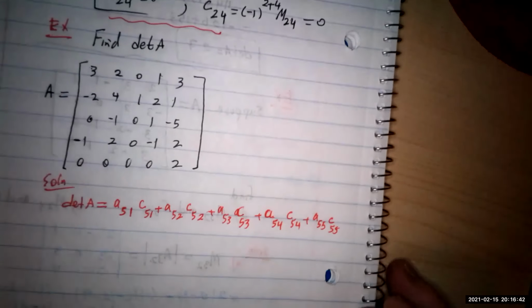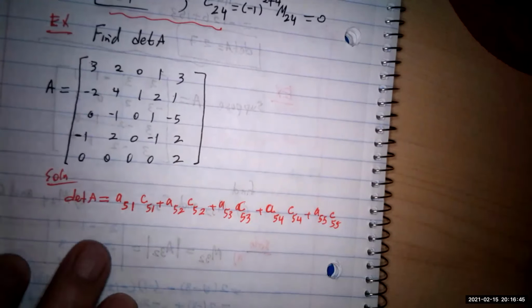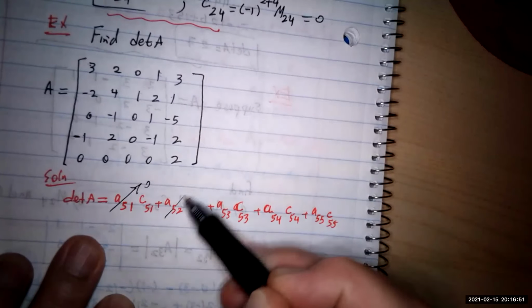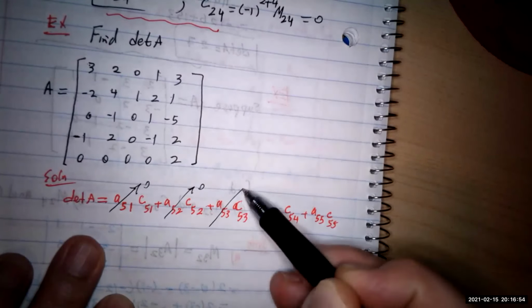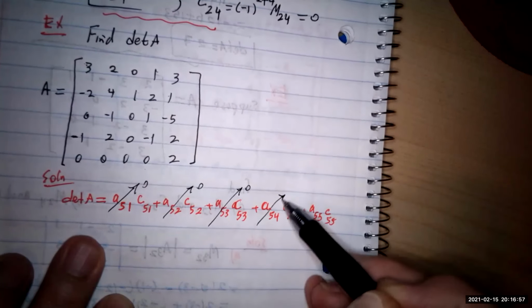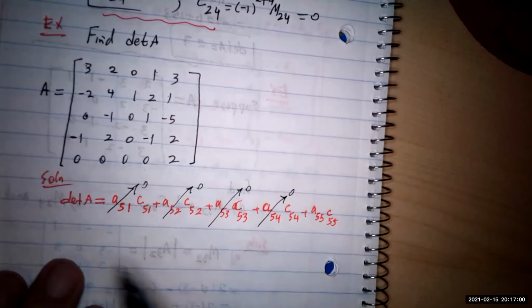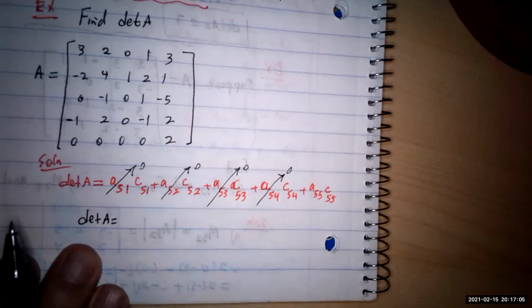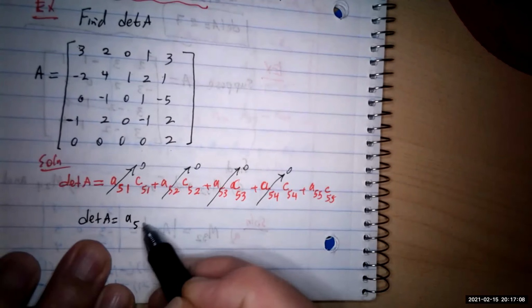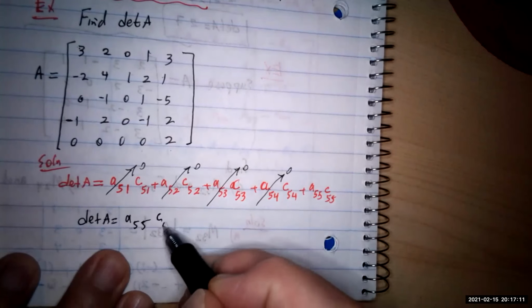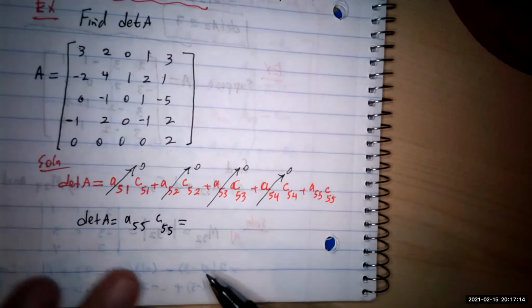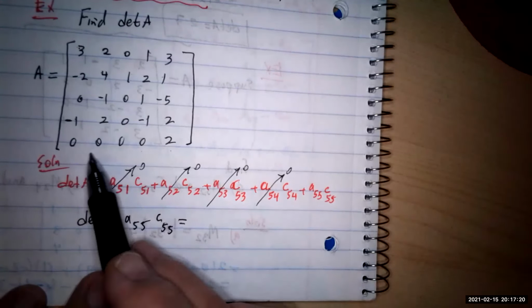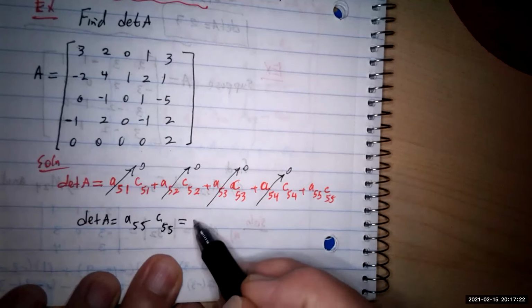Now, as you can see over here, what is the advantage? The advantage is that A51 is 0, A52 is 0, A53 is 0, A54 is 0. So your determinant basically is going to be just this one, A55 times C55. A55 is equal to 2, so that would be 2.